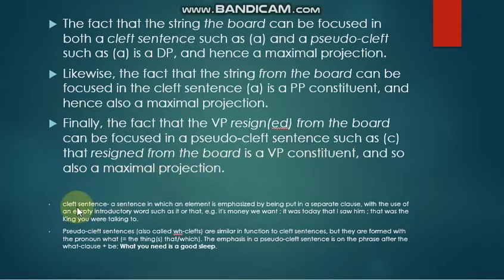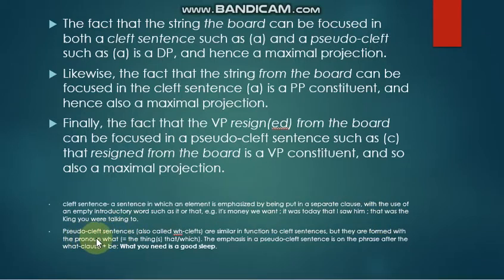So for those who don't know the difference between cleft sentences and pseudo-cleft sentences, I attached here the meaning of those. A cleft sentence is a sentence in which an element is emphasized by being put in a separate clause with the use of an empty introductory word such as it or that. Examples: It's money we want. It was today that I saw him. That was the king who we're talking to.